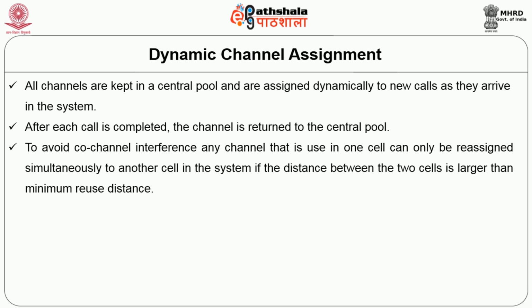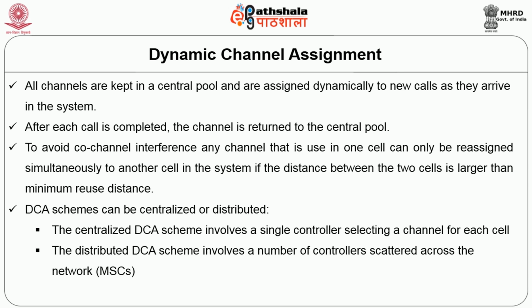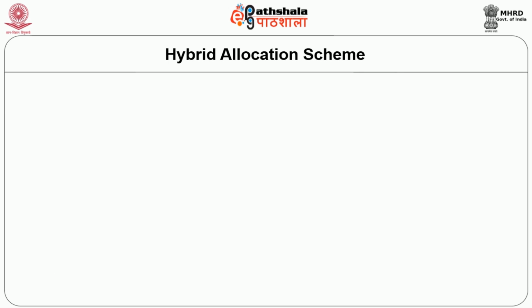To avoid co-channel interference, any channel that is used in one cell can only be reassigned simultaneously to another cell if the distance between the two cells is larger than the minimum reuse distance, that is what we are discussing again and again. Now, there are two types of dynamic channel allocation schemes, a centralized DCA and a distributed DCA. In a centralized DCA, as the name itself indicates, there will be a single controller selecting a channel for each cell, that is only one entity would be responsible for doing that. Whereas in distributed DCA, there are a number of controllers scattered across the network and they are usually the MSCs. The third allocation scheme, which takes advantage of both FCA and DCA, is the hybrid channel allocation scheme.